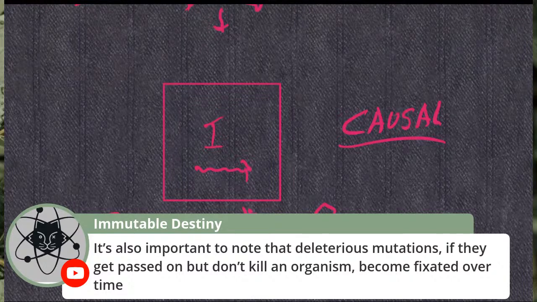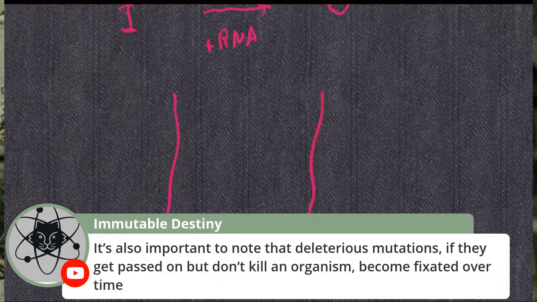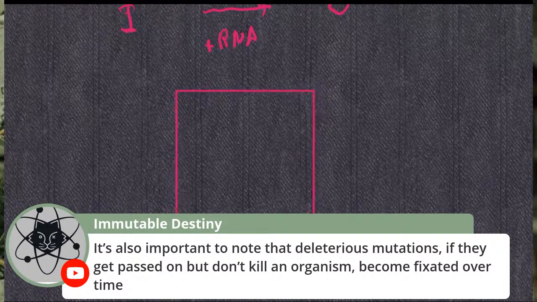If they get passed on but don't kill the organism, they become fixated over time. There's a lot of things in here that may not matter. They would be neutral mutations. These are basically like, I don't know if you imagine.